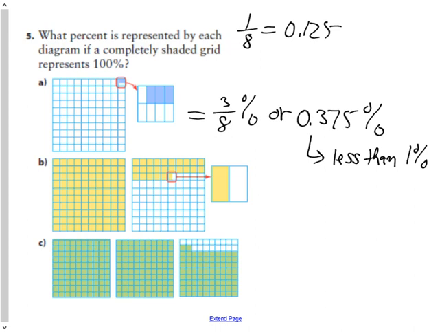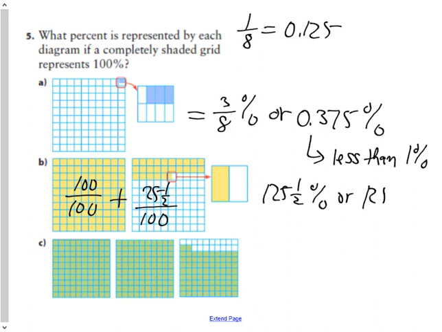Our next one, this is 100%. So as a fraction, it's going to be 100 of 100. This is going to be 25.5%, or 25.5 out of 100. So when I combine those two or add them together, I get 125.5%.